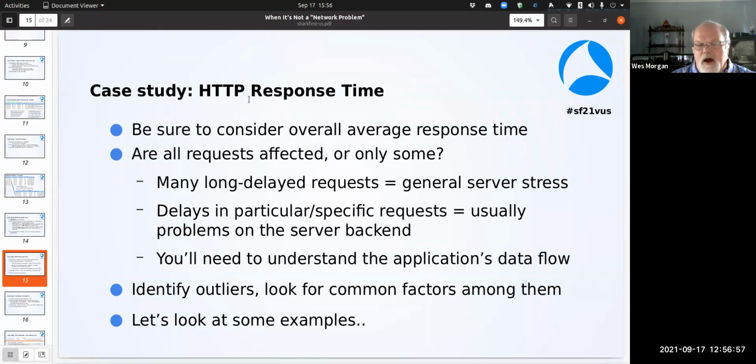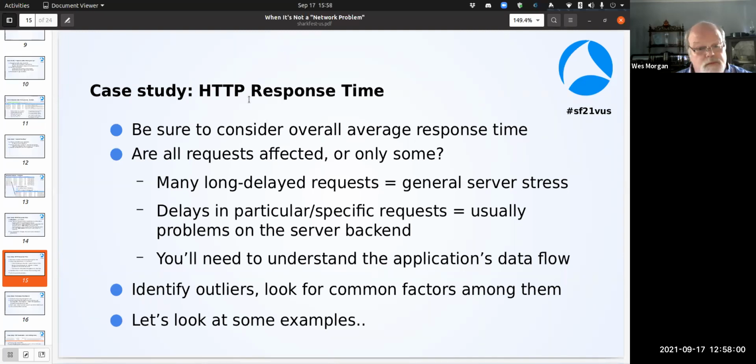So again, we're talking about HTTP response time, and you've got to look at this in terms of the overall average response time. So we're going to look at not only the TCP handshake turnaround time, but we're also going to look at other requests, right? If there is a performance problem, are all requests affected or only some? If you see all different kinds of requests suffering from long delays, that may indicate a more general server stress situation. But if you only see delays in particular types of requests or even specific requests, now you're talking about problems on the back end. So you're going to need to understand, again, the application's data flow. If I'm asking for this, where is it? How does the server get it before it delivers it to me?